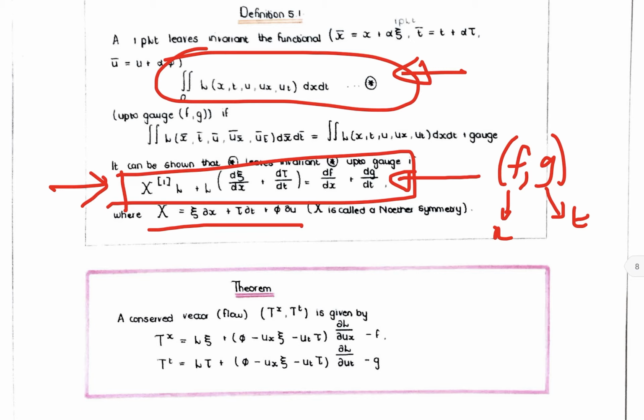By Noether's theorem, for every vector field that's a Noether symmetry, sometimes referred to as a variational symmetry, that leaves invariant this integral and the gauge term, gauge vector (f, g), we can find a conserved vector by formula. And this is the formula, and this is Noether's theorem for the two independent variable case.